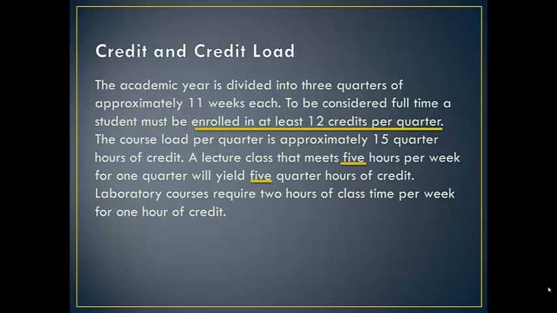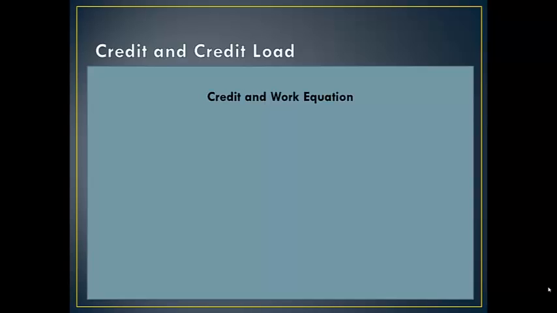Now, this is kind of a confusing concept to understand, and it will make a little more sense when we start learning how to compute your GPA. What it means is, if you are taking a 5-credit class, then you will get 5 quarter hours of credit. If you're taking a 3-credit class, then you will get 3 quarter hours of credit. But this does not tell you how much work that you should be putting into each class. That is a completely separate calculation. So let's take a look at the credit and work equation.